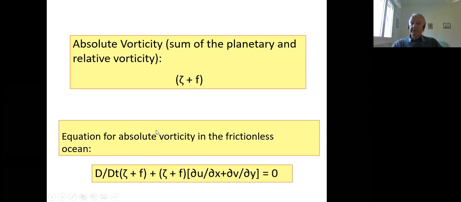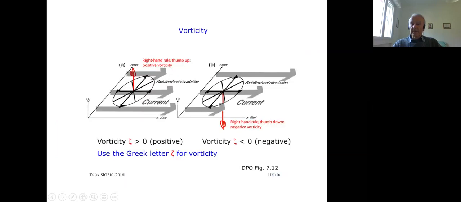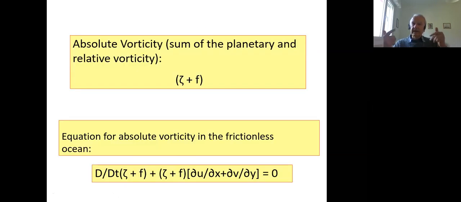And the equation for absolute vorticity in a frictionless ocean is this thing here. You have the total derivative of theta plus f, where theta is relative vorticity and f is planetary vorticity, and then theta plus f multiplied by this divergence term. How do we obtain this equation? I will come back to this later, from the formal point of view.